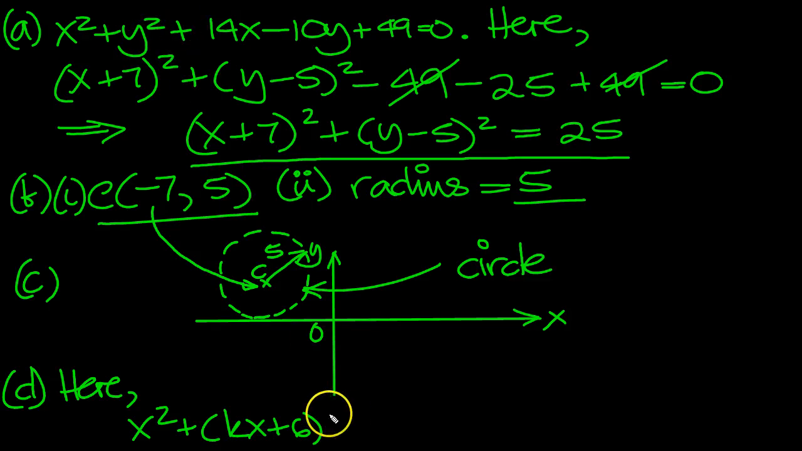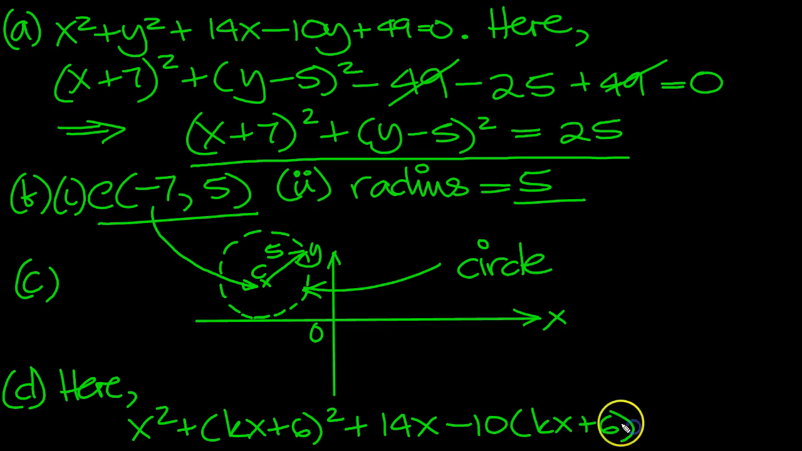Well, we've got x squared, and we're going to put this line y equals kx plus 6 in place of y. So it's plus kx plus 6, wasn't it? Y squared plus 14x minus 10 lots of y, which can be substituted as kx plus 6. So we're substituting the straight line into this circle to see where they meet. And we're getting an equation involving x plus the 49.